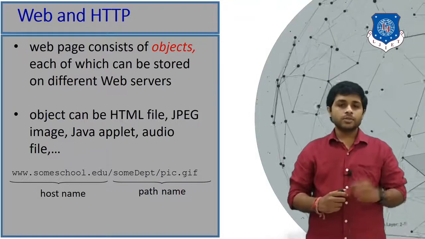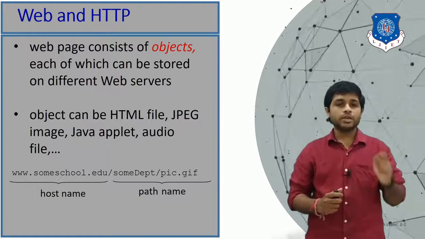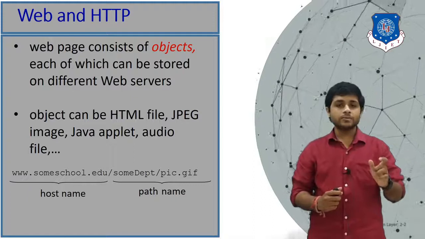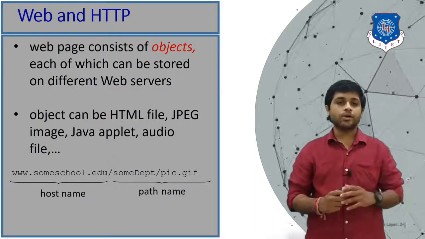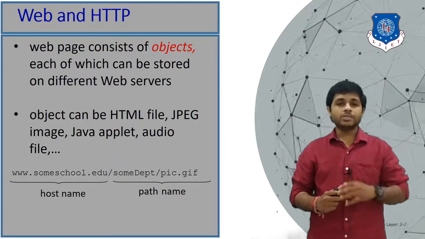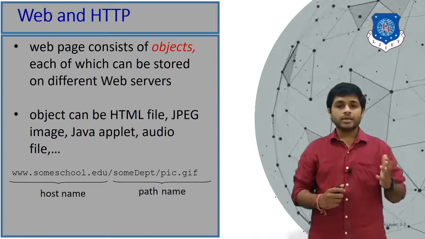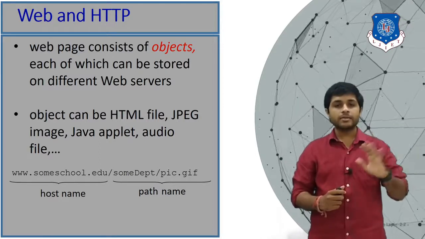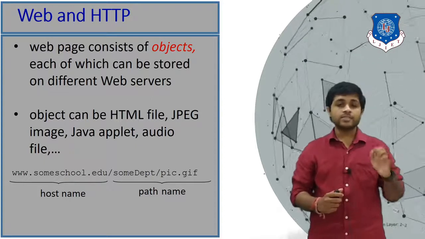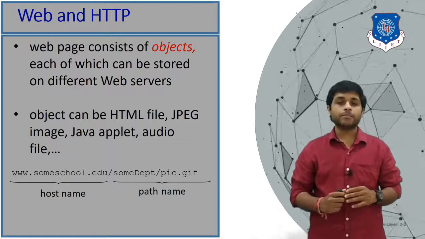At the bottom you can see a website called www.someschool.com. That part is responsible for the address of the server, which is for some school. But after the slash you can see a path name. We know that in one website there are different things that we can access. You can access different sections on that website, and that you can see as a path name.